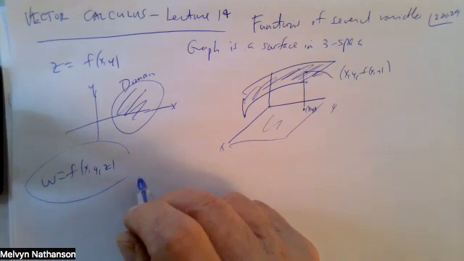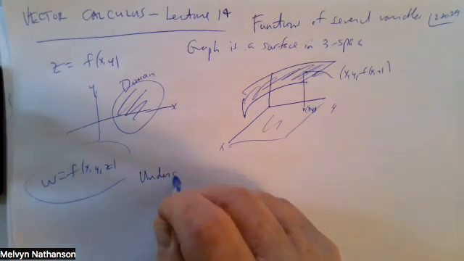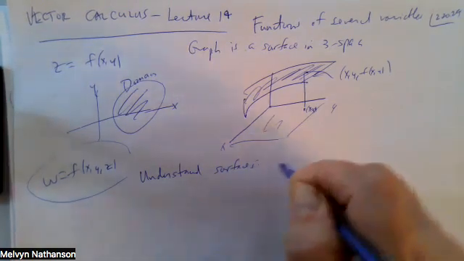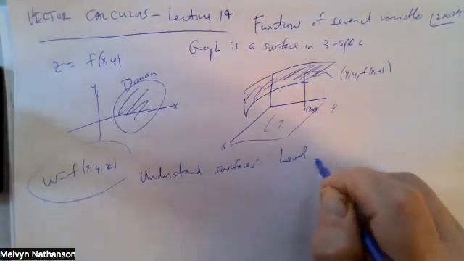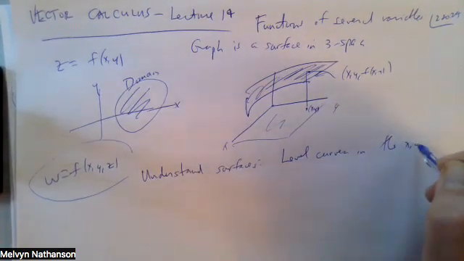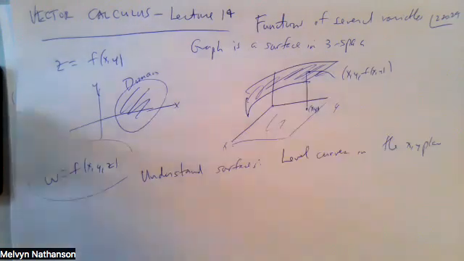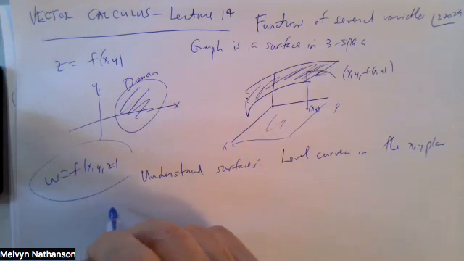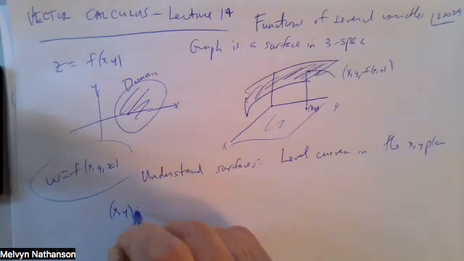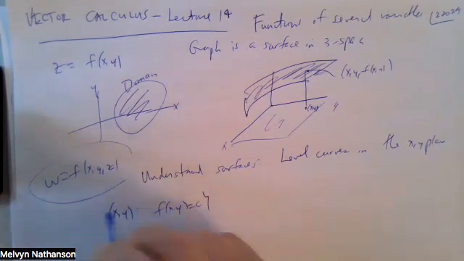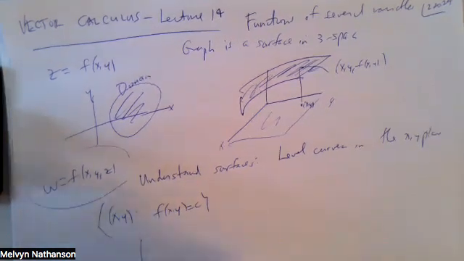When we're trying to understand surfaces, we look at level curves in the xy plane. So you consider, for a fixed value c, all the points x, y such that f of x, y is equal to c. This is some set in the plane.